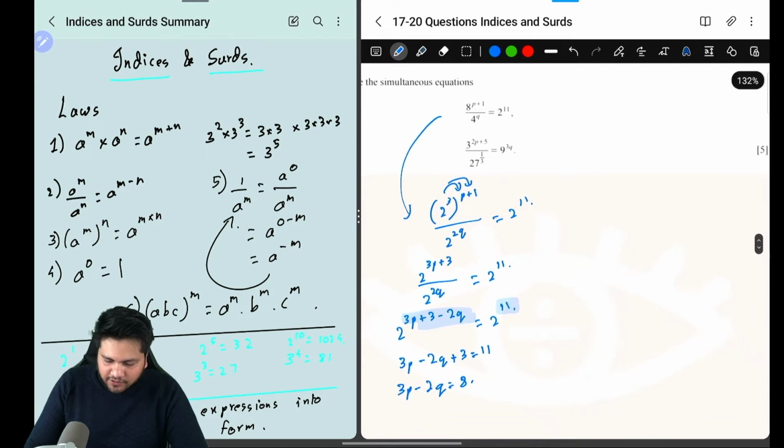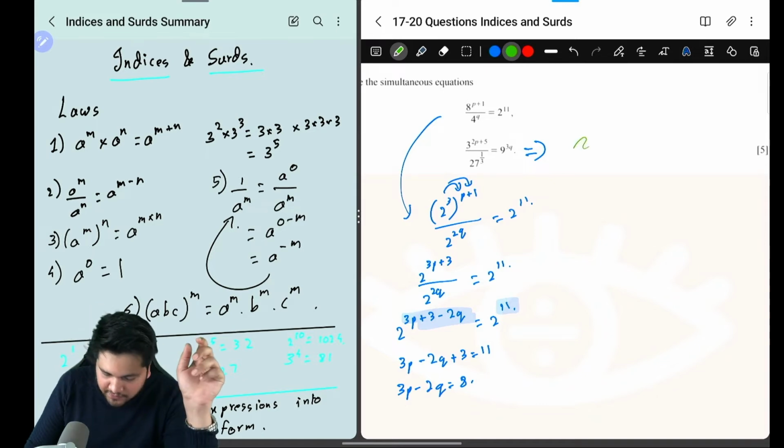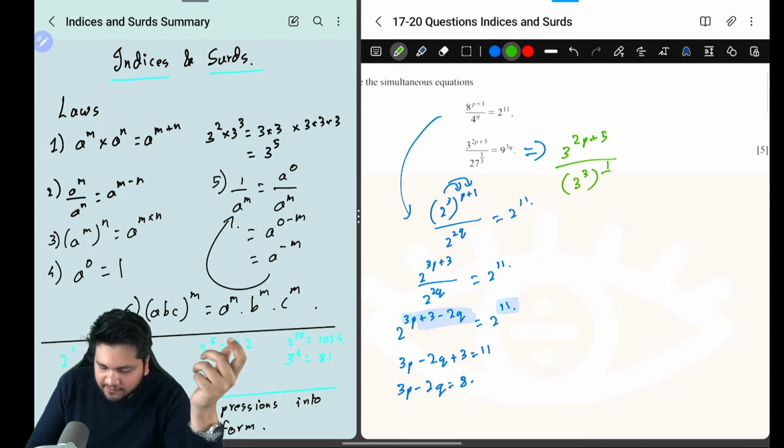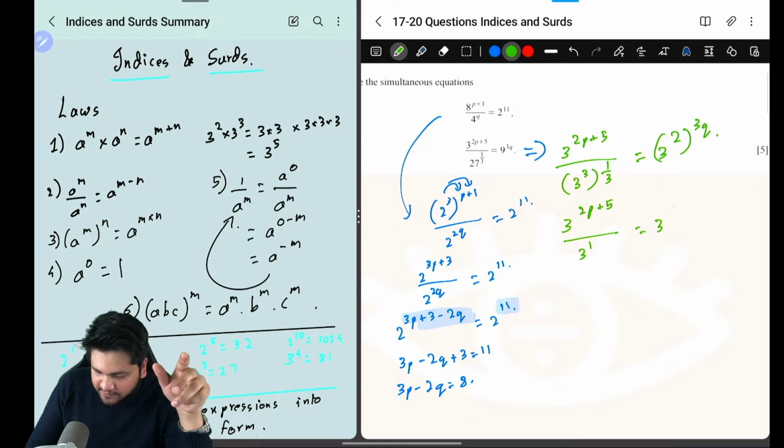Now similarly, we'll solve this equation, this 3 to the power of, and we will convert everything in terms of 3 to the power of something. So this is going to be 3 to the power of 2p plus 5 as it is, upon 27, which can be written as 3 to the power of 3, to the power of 1 by 3. And this can be written as 3 to the power of 2 to the power of 3q. So we'll get 3 to the power of 2p plus 5 upon, this is nothing but 3 to the power of 1, is equal to 3 to the power of 6q.